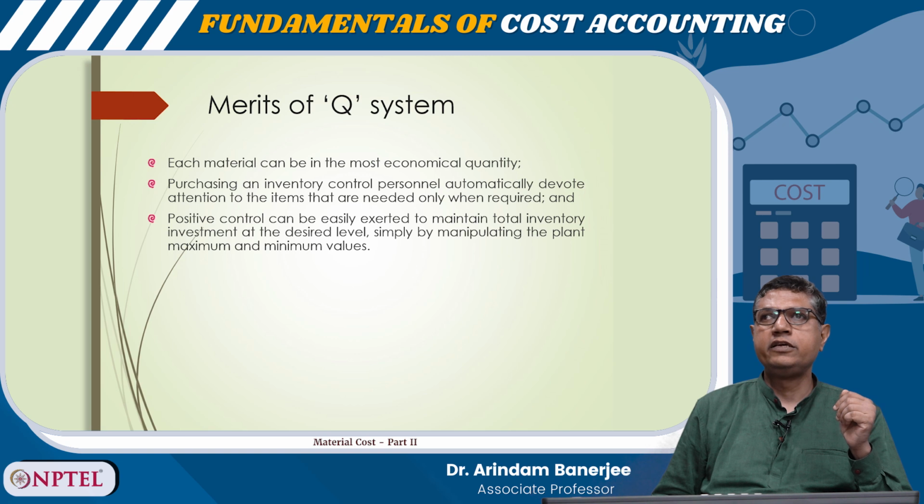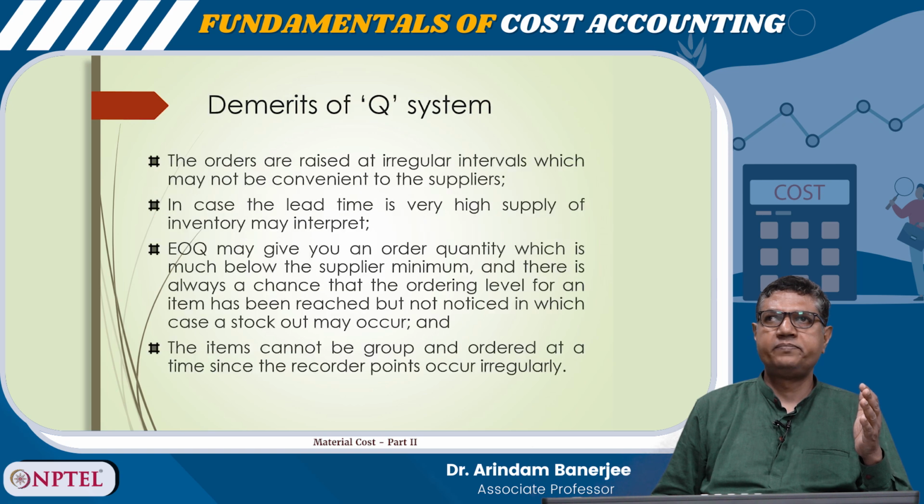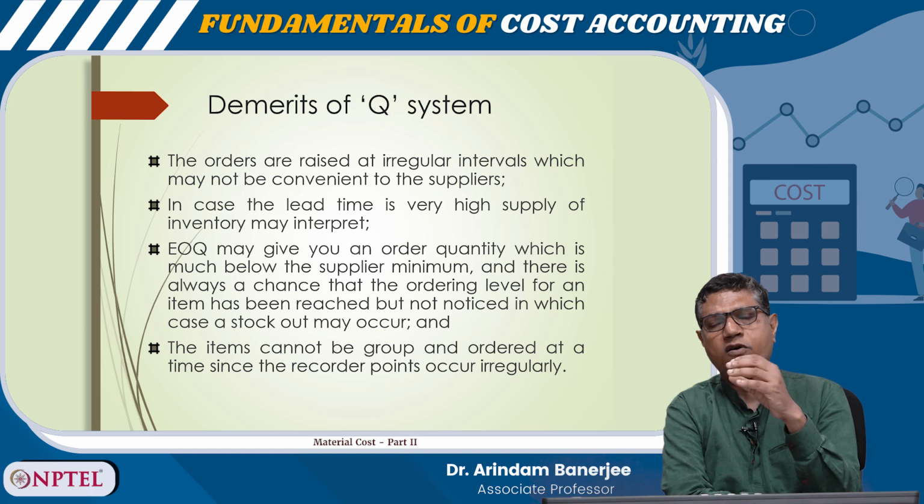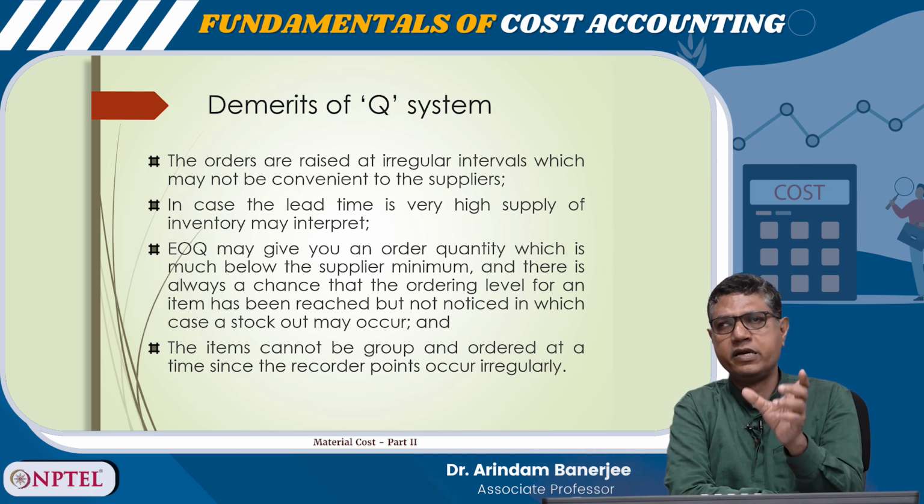The merits are that each material can be ordered in the most economical quantity. Purchasing and inventory control personnel automatically devote attention to the items only when required, and positive control can be easily exerted to maintain total inventory investment at the desired level simply by manipulating the planned maximum and minimum values. Under the Q system, the company places the order at a defined quantity.